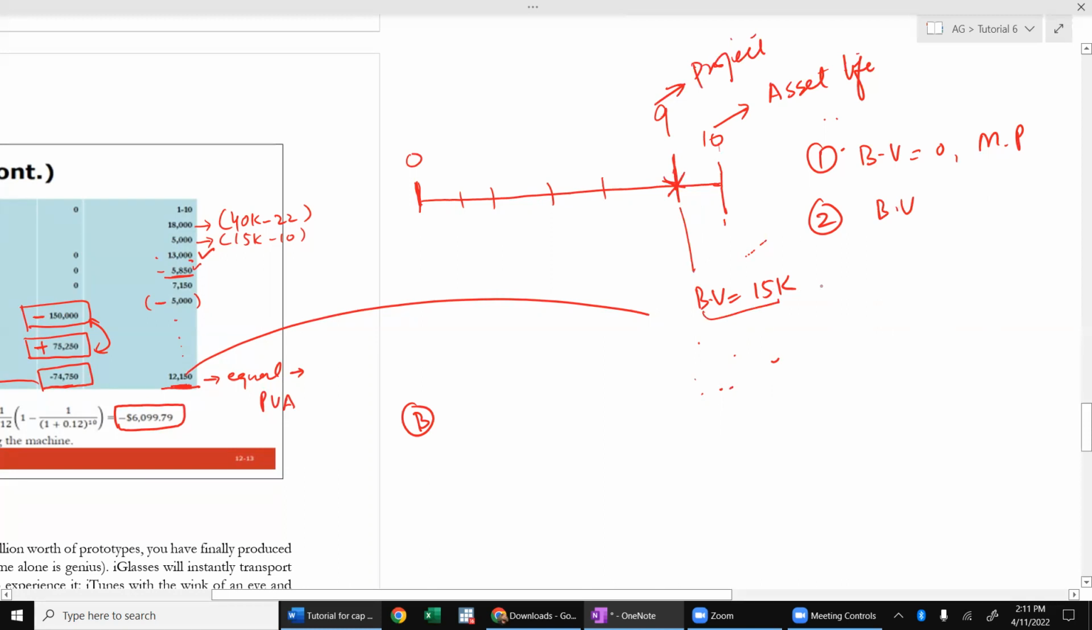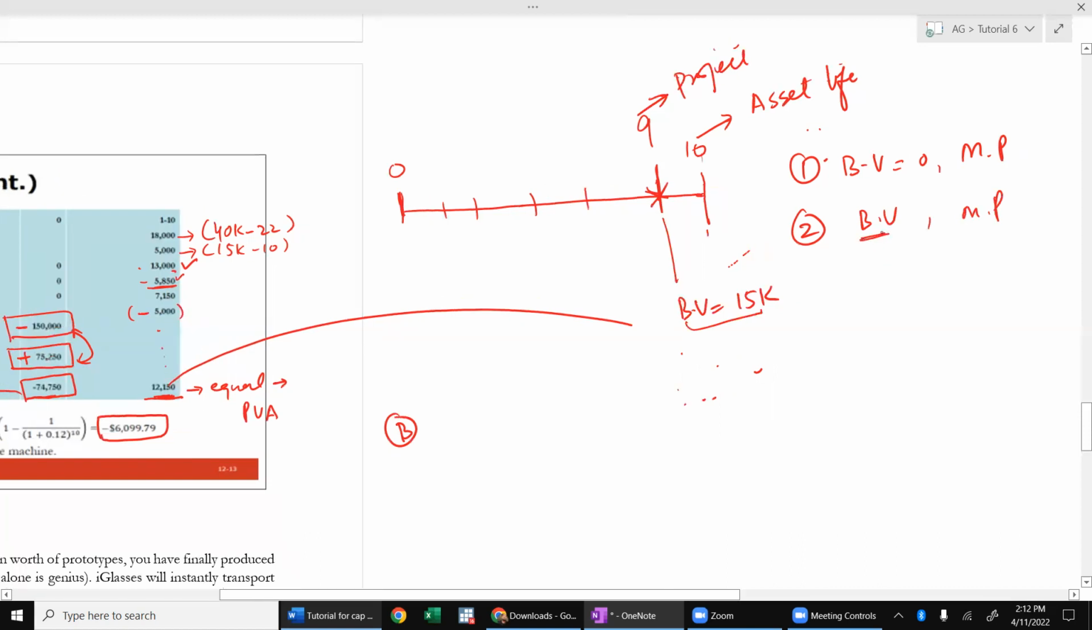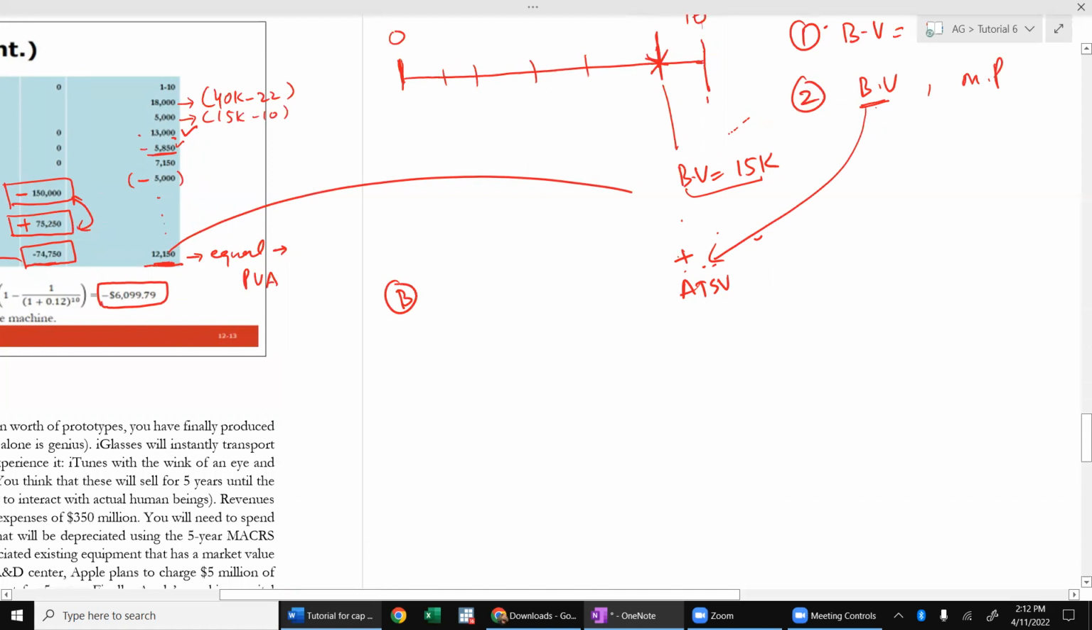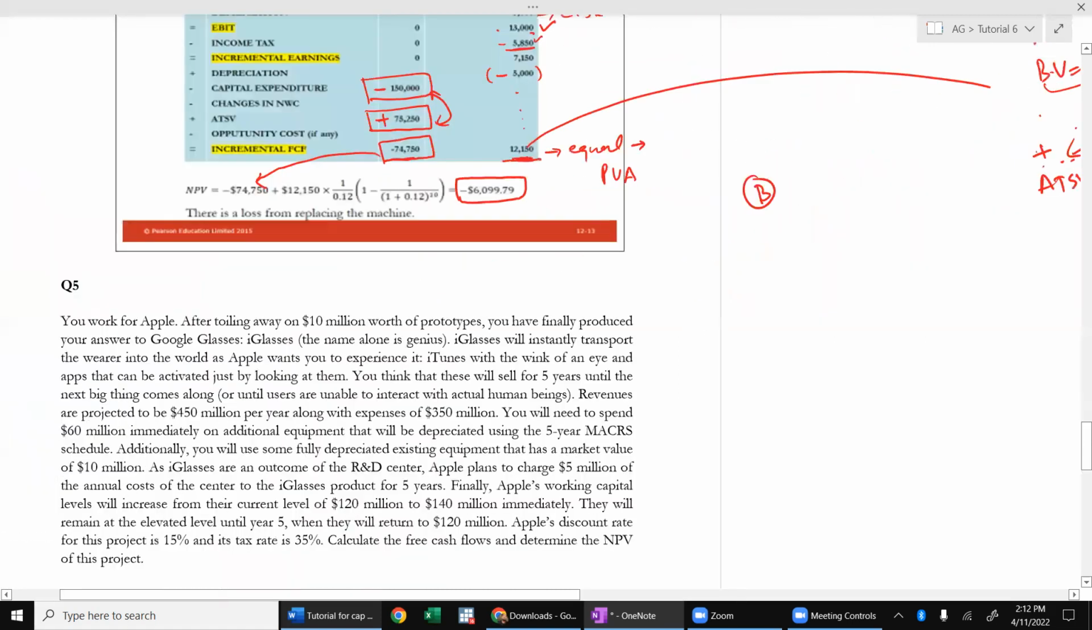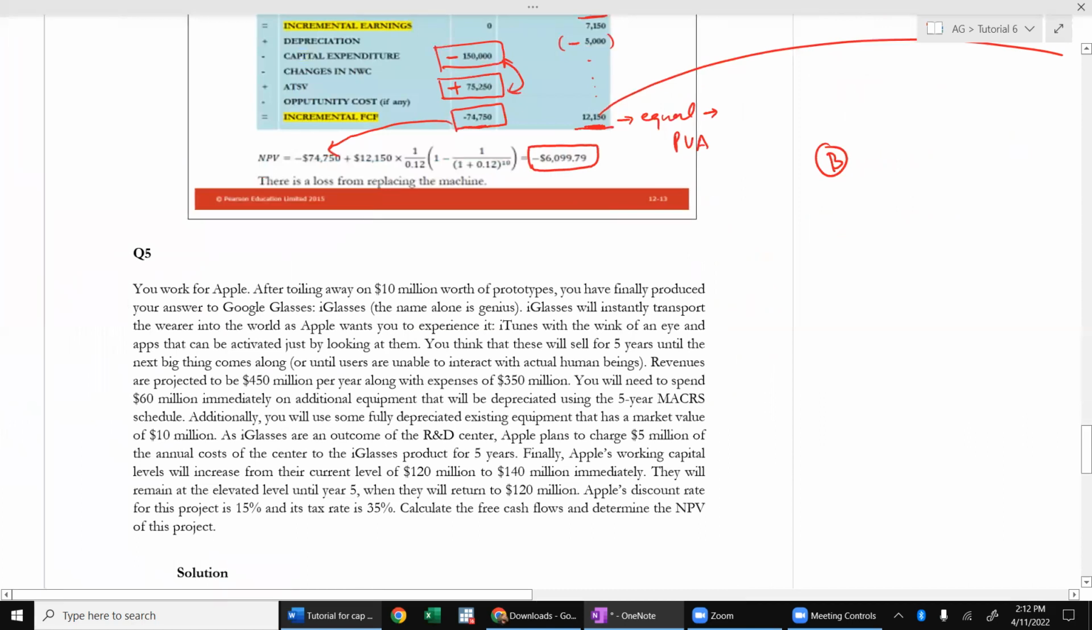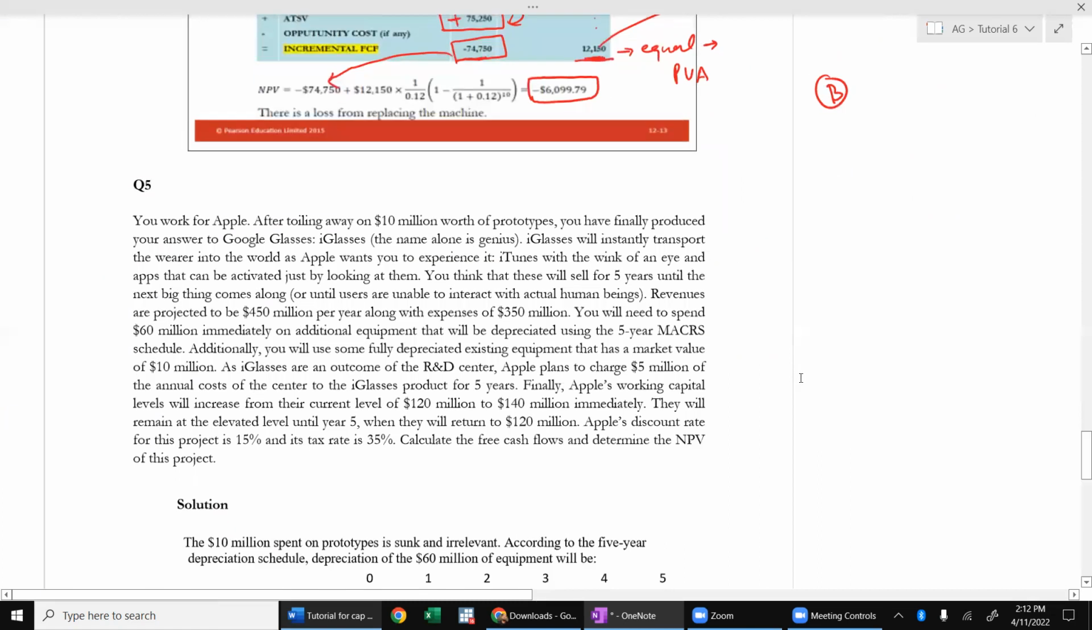The question does not give you any information on the market price. So what does it mean? It means that you have sold your asset at the book value. Whatever the book value is will be your after tax salvage value. You have to adjust. Did you get it? First let's complete this question and then I will explain this to you.